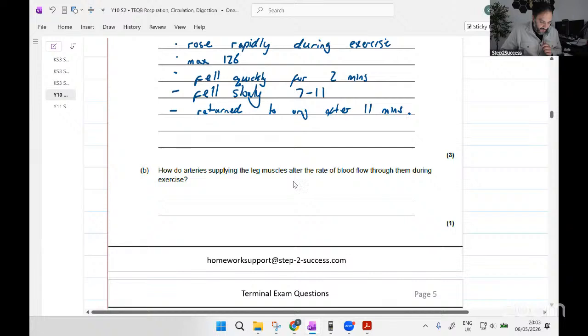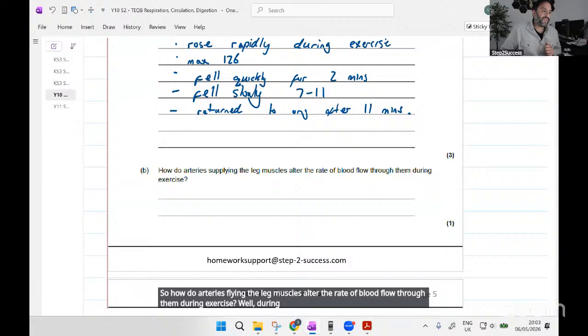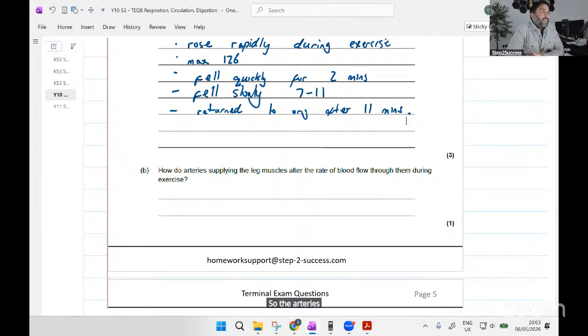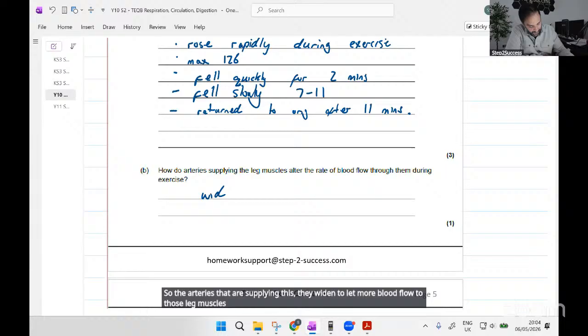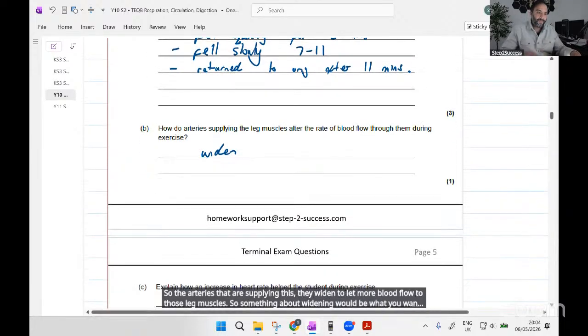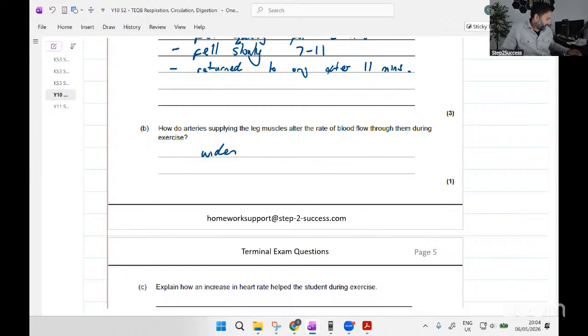How do arteries supplying the leg muscles alter the rate of blood flow through them during exercise? Well, during exercise, would you agree that your leg muscles are working harder? It's quite hard to get this mark actually, which means you want more blood to get to your leg muscles. So the arteries that are supplying this widen to let more blood flow to those leg muscles. So something about widening would be what you want to say here.